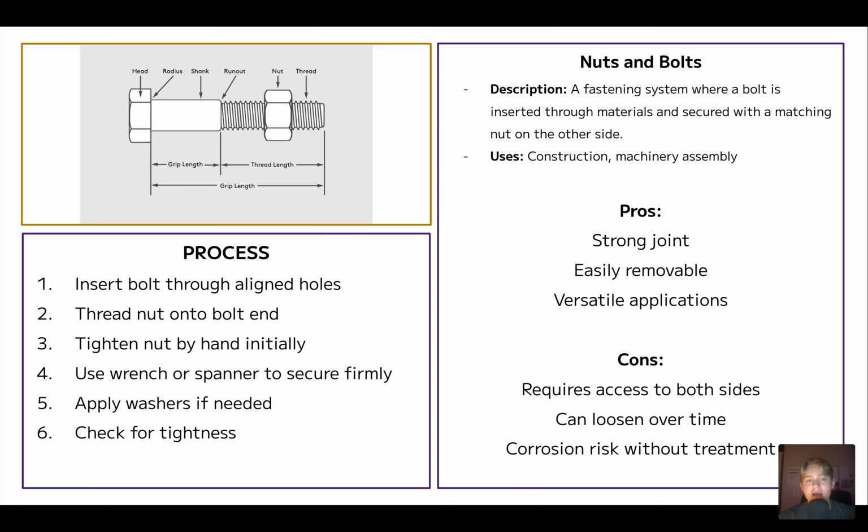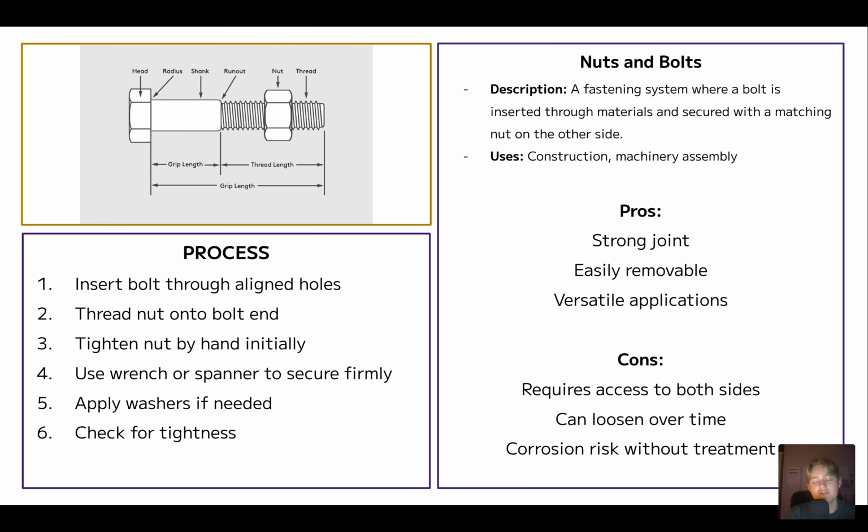In some scenarios, you won't have access to both sides of the material, particularly if it's inside of a cavity. It can loosen over time, which is an issue because if there's any vibration to the material, that can come undone. That's why nuts and bolts aren't really used in aircraft because, as I mentioned earlier, rivets make more sense for that. You don't want the bolts coming undone mid-flight with all those vibrations and movements.